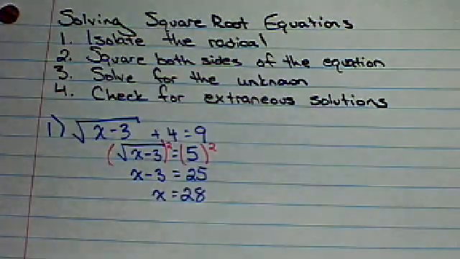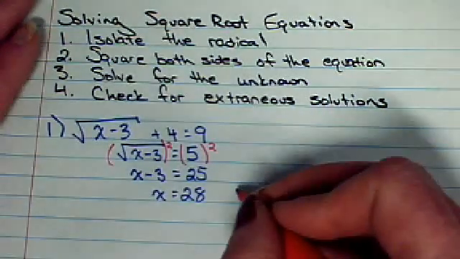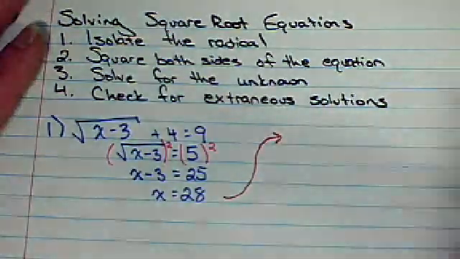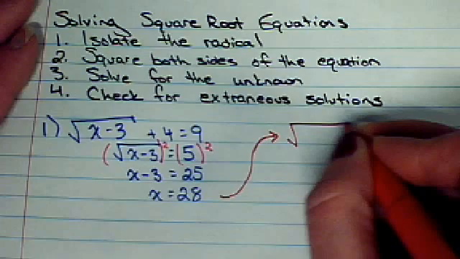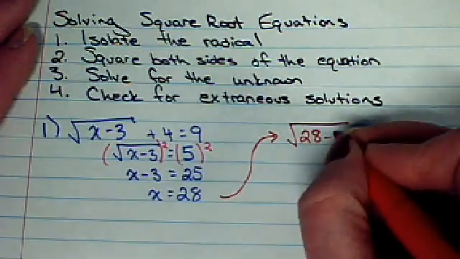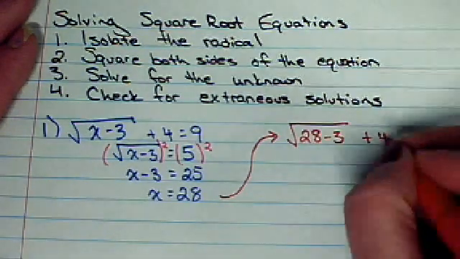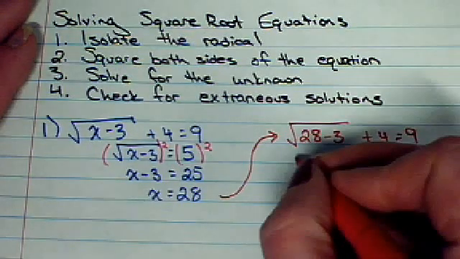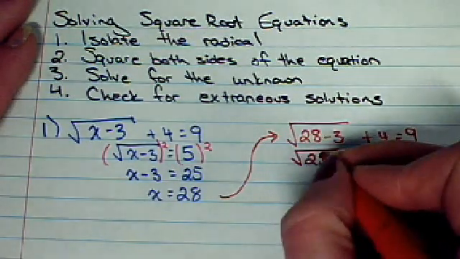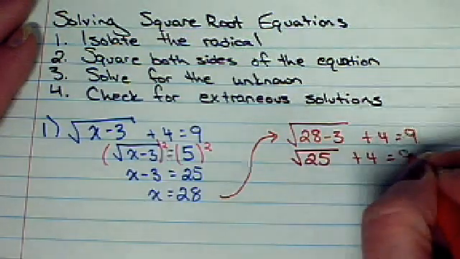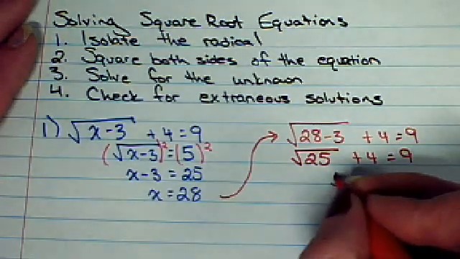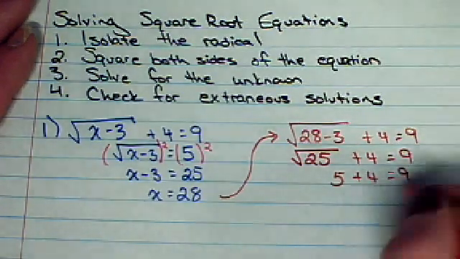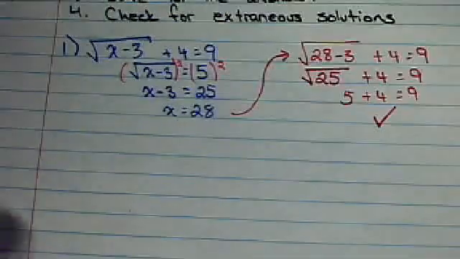Now the really important part. We're going to check for extraneous solutions. In other words, we're going to plug it in. So we're going to come over here, and we're going to check our answer. Square root of 28 minus 3, then we're going to add 4, and it should equal 9. Square root of 25 plus 4 equals 9, and that is 5 plus 4 gives us 9. Yes, that one worked.